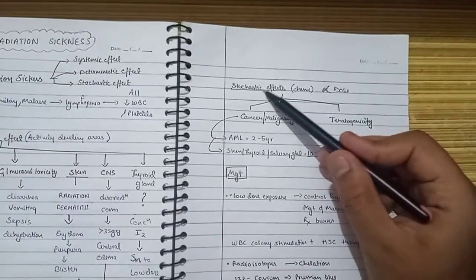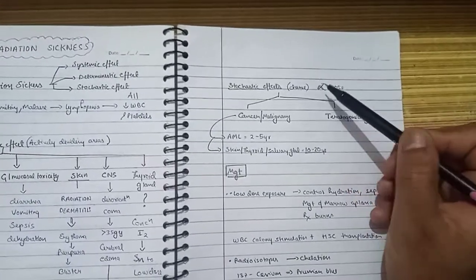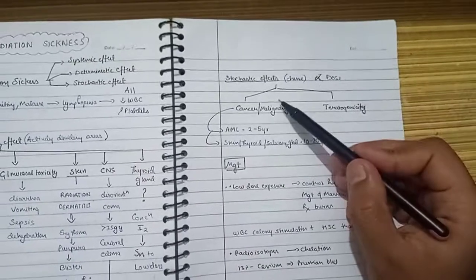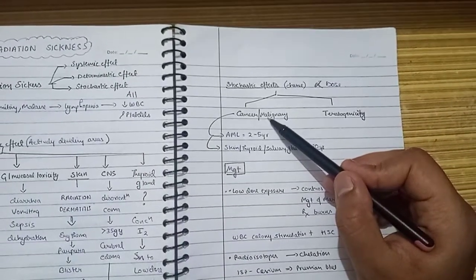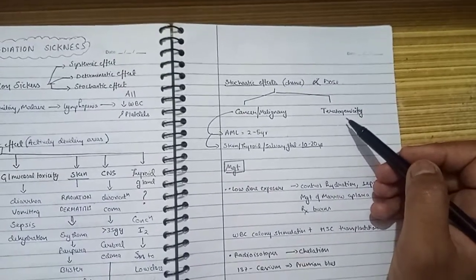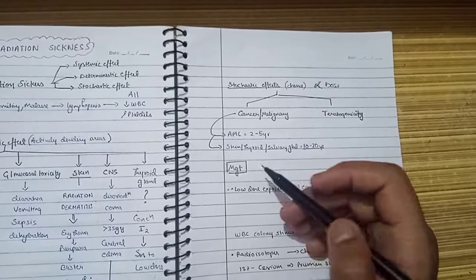Talking about the stochastic effect. Now stochastic means by chance effect. Now these chance effects seen in the case of radiation depend on the dose of radiation. Generally these are the malignancy that are seen in the radiation exposure and the teratogenicity. Now the malignancy most commonly seen is acute myeloid leukemia.